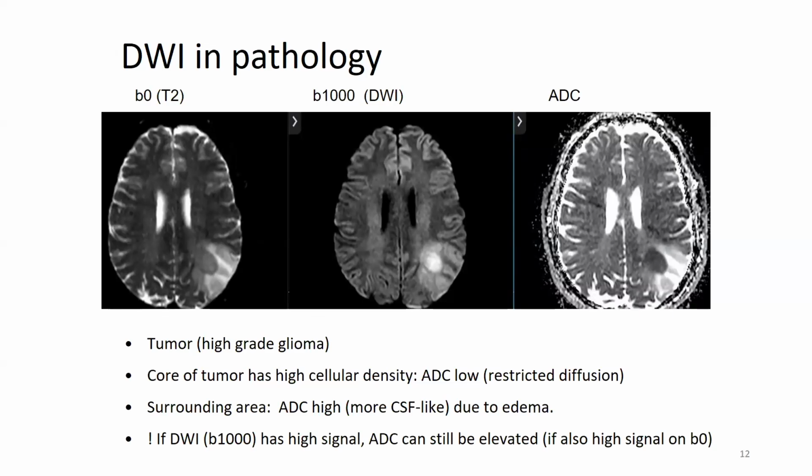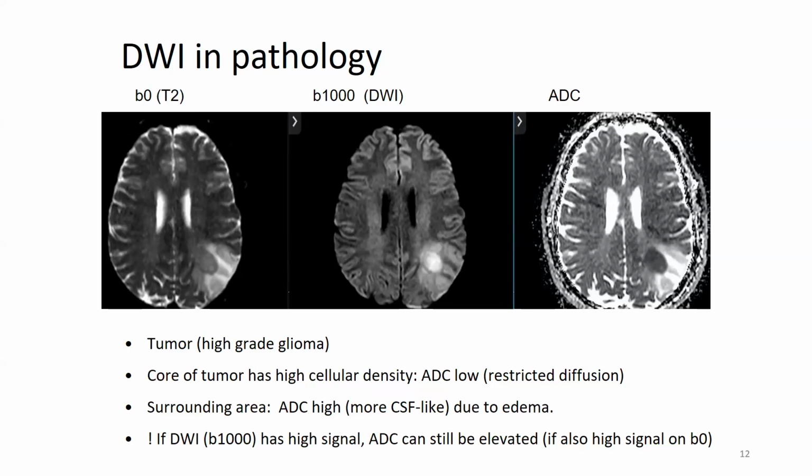Then another example of pathology, not in a neonate but in an adult brain. Again, we have a B0 image, the T2-weighted signal here. You see already a little bit strange signal in this occipital or parietal area. We do have the B1000, the diffusion-weighted image. And again, you see a very bright area, but also another bright area around it. And then we have the ADC, which is again calculated from the B0 and the B1000. And the ADC looks like this.